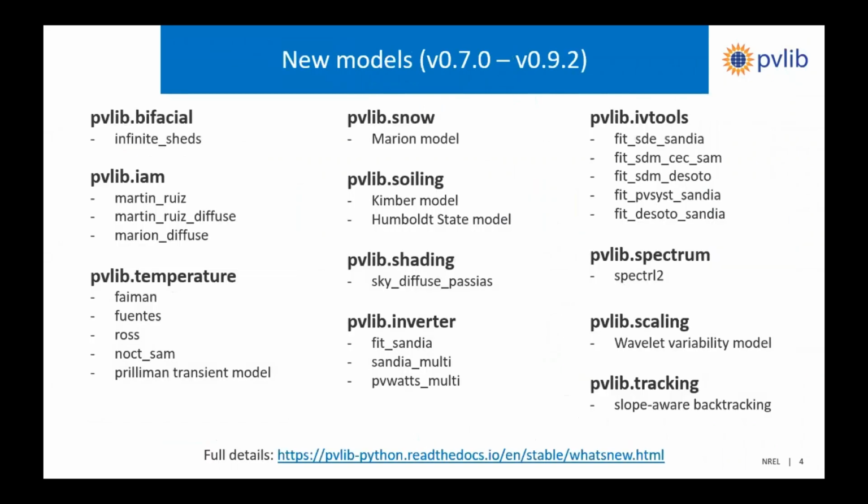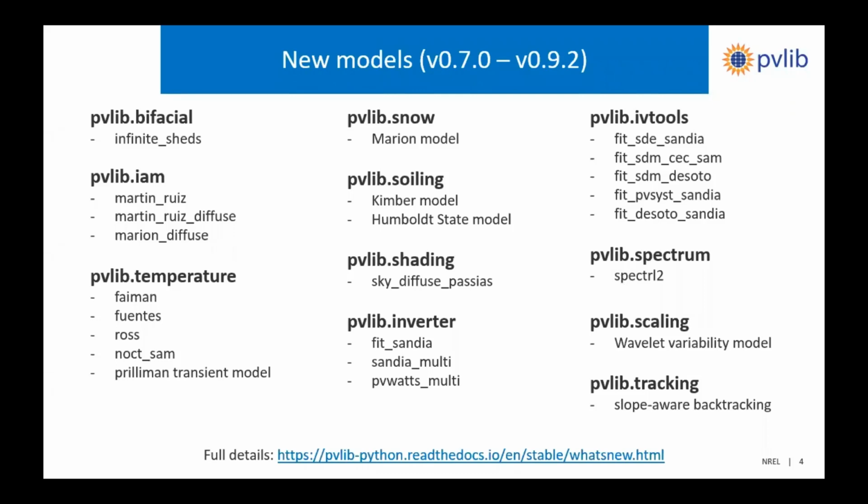Okay, so now getting into the new models that we've added since the 2019 workshop. I'll just kind of go down the list here. We've added an implementation of another 2D view factors model for front and rear side irradiance, similar to a model used internally by DNV. We call it infinite sheds. We've added several new functions for reflection models for both direct and diffuse irradiance.